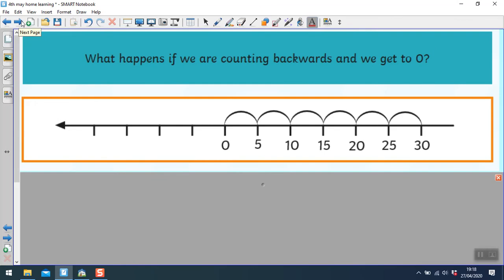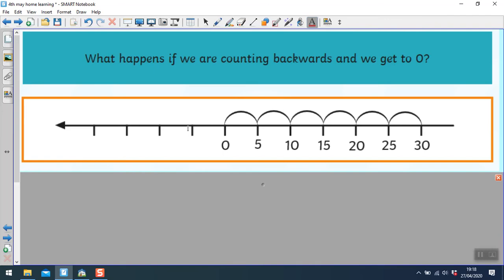What happens if we are counting backwards and we get to 0? 30, 25, 20, 15, 10, 5, 0. Well, we need to know what we're counting down in. So the arrow's going this way, so we know we're counting down. 30 take away what makes 25? 25 take away what makes 20? So we're taking away 5 each time. So 5 take away 5 is 0. What is 0 take away 5?